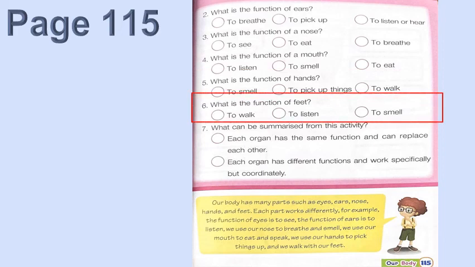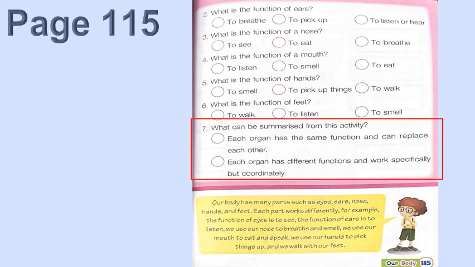And lastly, number 7. What can be summarized from this activity? Is it each organ has the same function and can replace each other? Or each organ has different functions and work specifically but coordinately? Now please tick the correct answers.